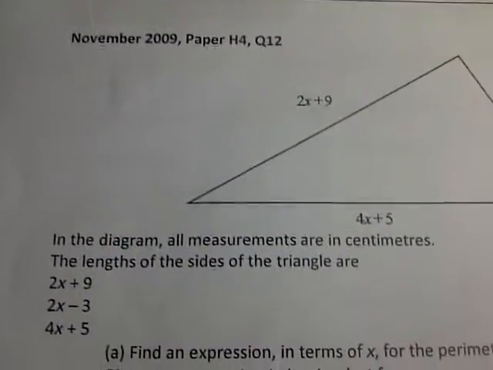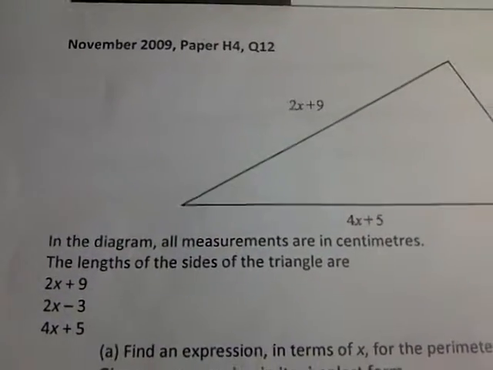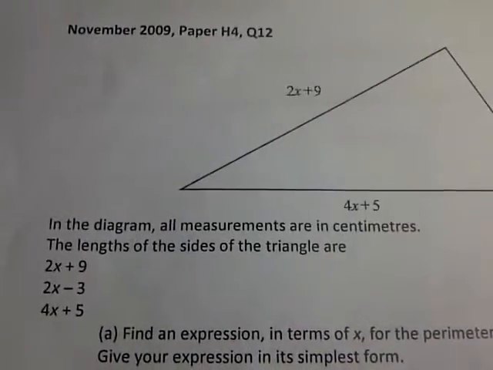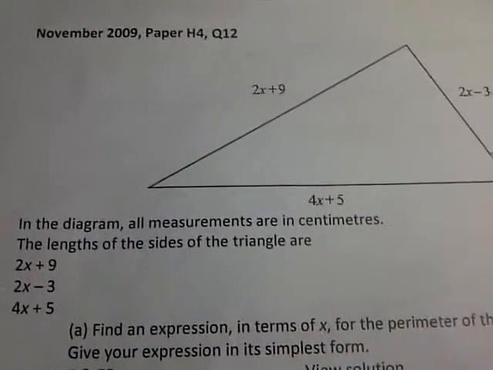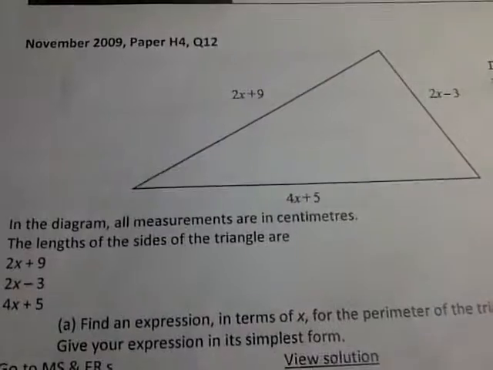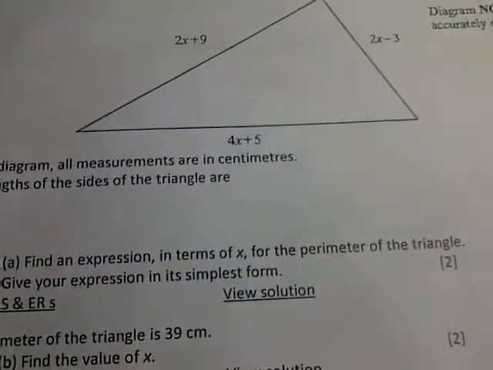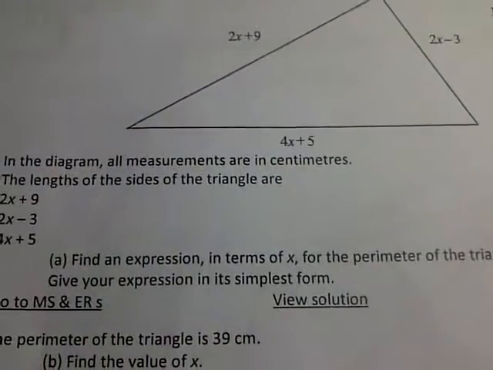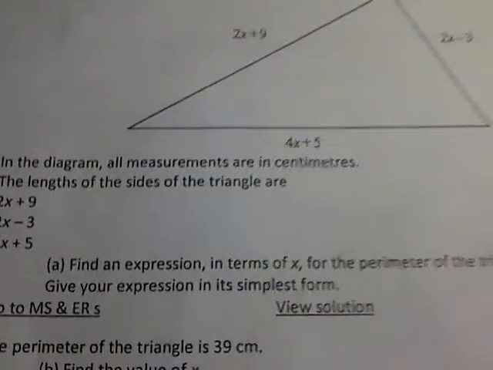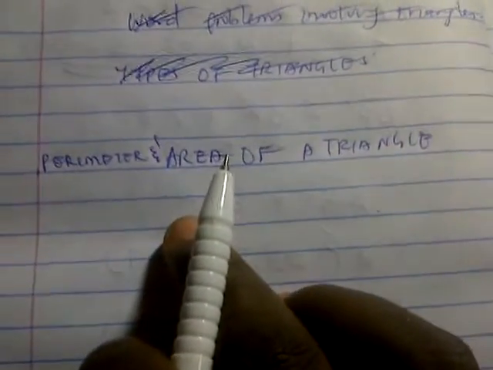Now this question says, in the diagram all measurements are in centimeters. The lengths of the sides of a triangle are 2x plus 9, 2x minus 3, and 4x plus 5. Find an expression in terms of x for the perimeter of the triangle. Give your expression in its simplest form.